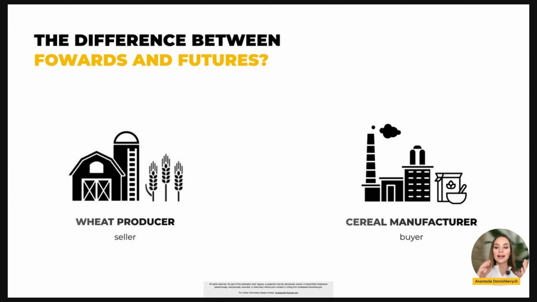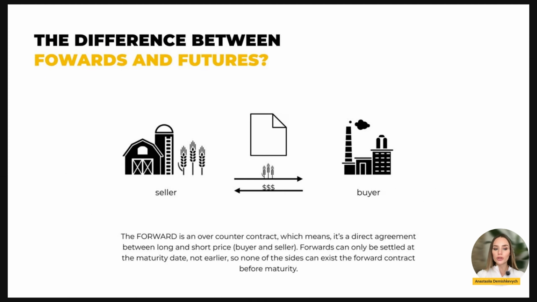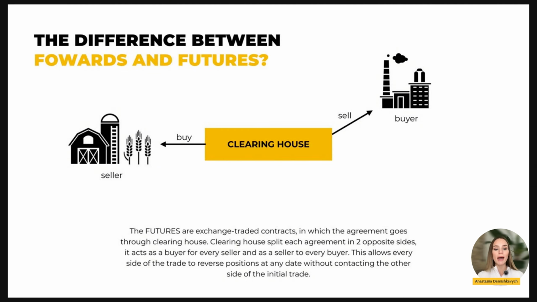Let's break down the difference in a very simple way, using our familiar wheat trade example. If the wheat producer and cereal manufacturer entered a forward contract, it would be an over-the-counter agreement, which means essentially it would be a direct agreement between the buyer and the seller. That said, it's important to remember that, first, the agreement would be self-regulated and carry the risk, and secondly, that forwards can only be settled at the maturity date, not earlier, so none of the sides can exit the forward contract before the maturity. Now imagine that counterparties entered the futures contract instead.